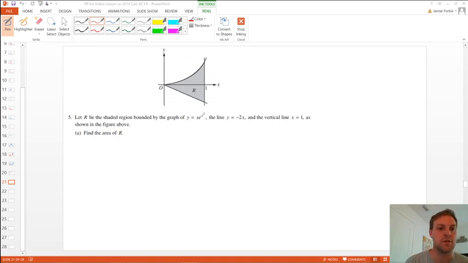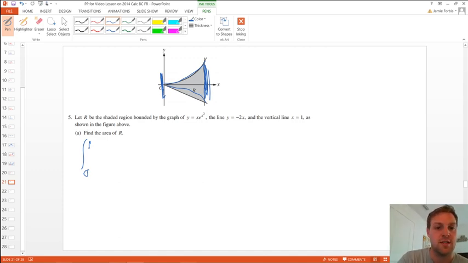Let's start with A. It says R be the shaded region bounded by the graph of x e to the x squared, which is that top curve, the line y equals negative 2x, and the vertical line x equals 1 as shown in the figure above. If I want to find the area of R, we've done this before. We've got our left bound and our right bound right here. It's simply going to be the integral of the top function subtract the bottom function. My left to right bound is simply 0 to 1. It tells me that in the problem.